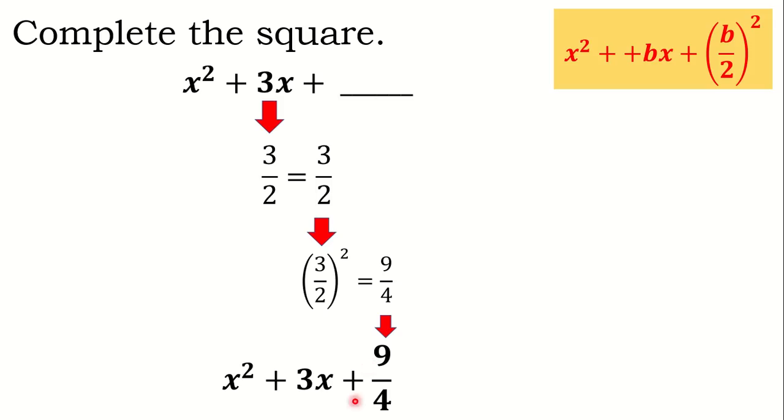Kunin nyo lang yung square root nito. So, by the way, ito lang din yon. So, x plus. Bakit plus? Dahil ang sign dito ay positive. So, x plus 3 over 2 squared. So, tinuruan ko kayo kung paano gawing perfect square trinomial at from perfect square trinomial, gawing square of binomial. So, I'll give you more examples.